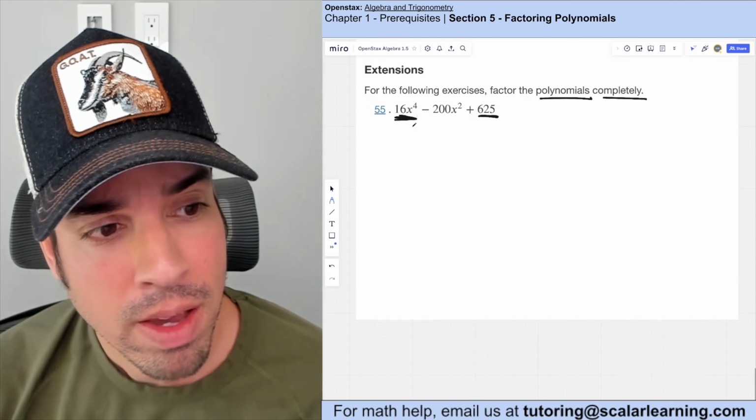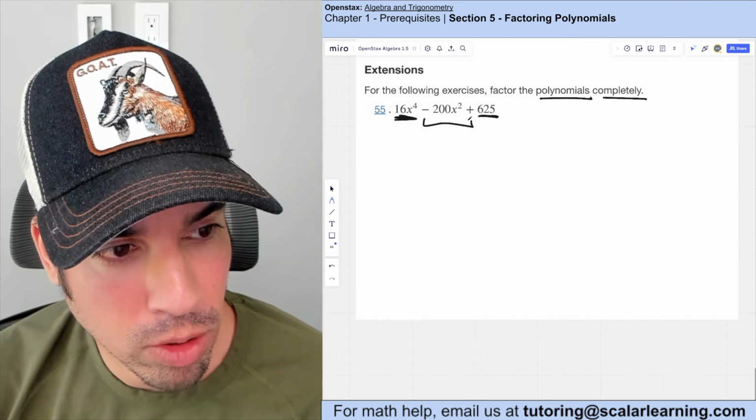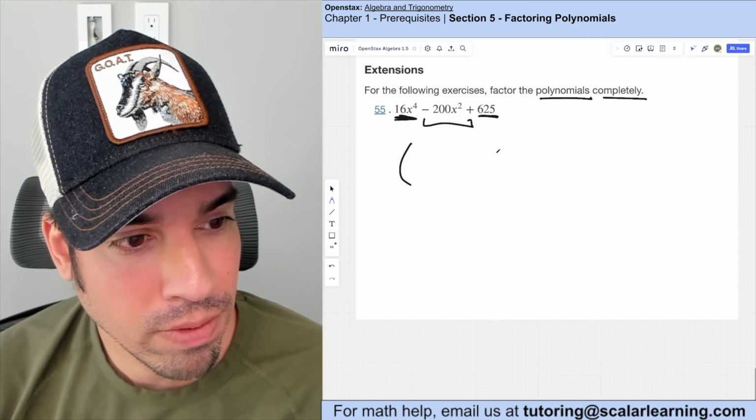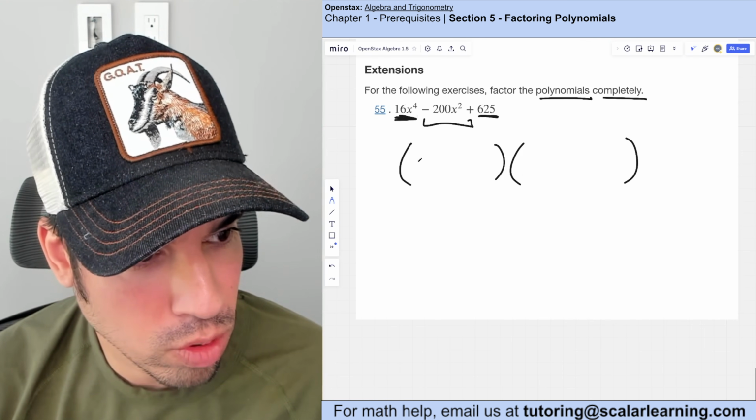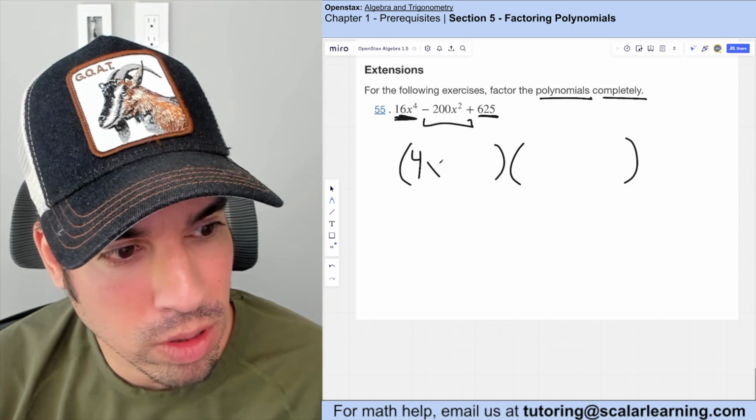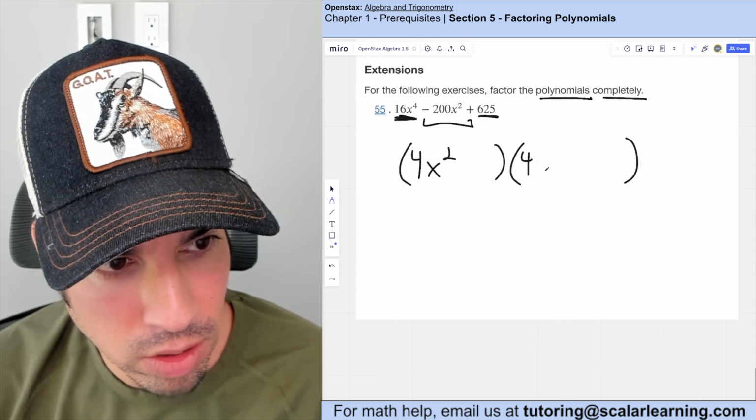We're going to try it out, and it's likely going to work to get us that middle term, but we need to check. So I'm going to first start by placing the square root of 16x to the fourth. That's going to be square root of 16 is 4. Square root of x to the fourth is x squared. That's going to go here and here.